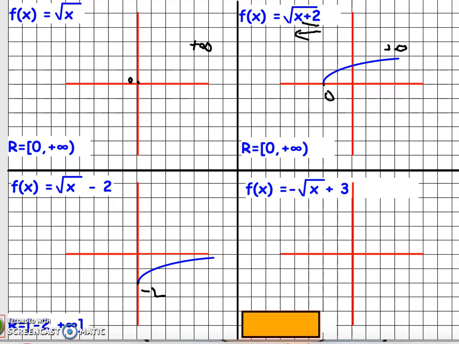F of x equal to minus radical x plus 3. So let's analyze this function. So if it is minus radical x, then it's the same but inverted, so it will be like that. So here is minus radical x, but because we have here plus 3, then it's shifted up by 3 units, so it will be like that. So the lowest point that y can take is minus infinity, and the highest point is 3, so the range is minus infinity to 3.